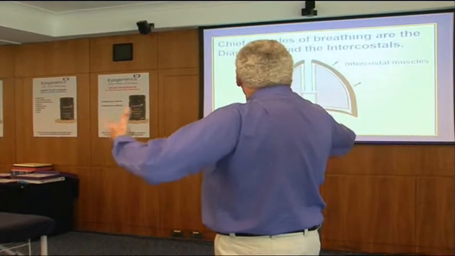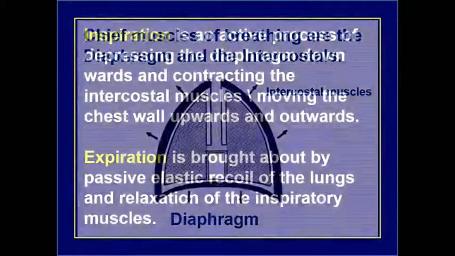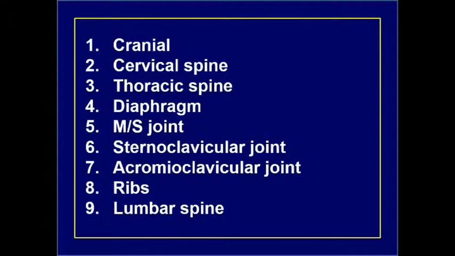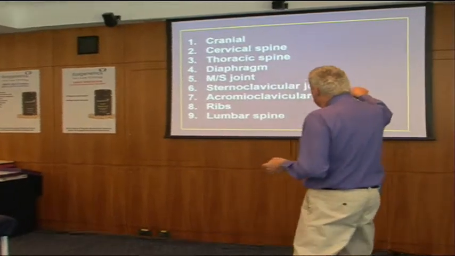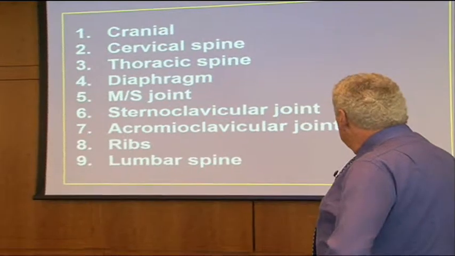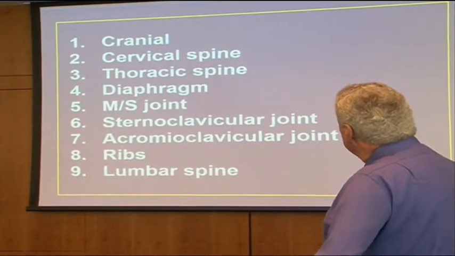We know the main way that we breathe is the diaphragm and the intercostal muscles, and therefore any mechanical fault of breathing, like cranial, cervical, thoracic diaphragm, manubrial sternal joint, AC, acromial joints, can all affect our mechanics of breathing.